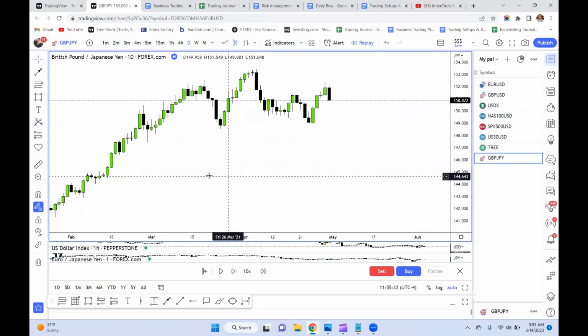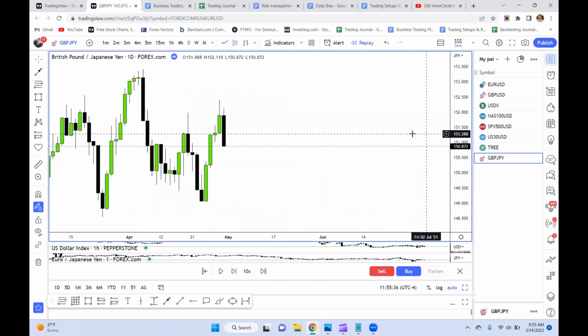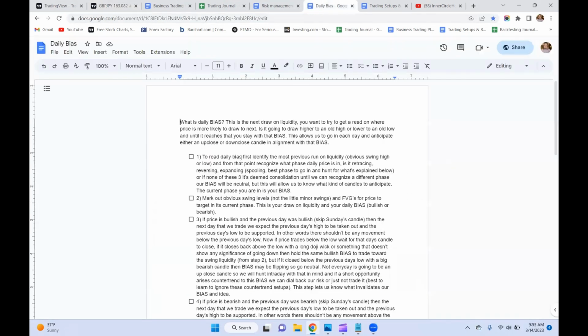Now, from this point, we literally have no idea what price is going to do over here to the right. We have no idea where we're at. Now let's go to daily bias. So to read daily bias, first you want to identify the most previous run on liquidity. This is an obvious swing high or swing low. And from that point, you want to recognize what phase daily price is in. Is it retracing, reversing, or expanding, which ICT says is spooling.